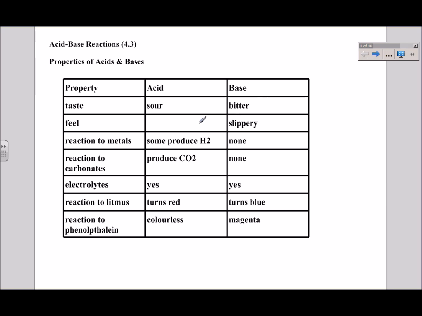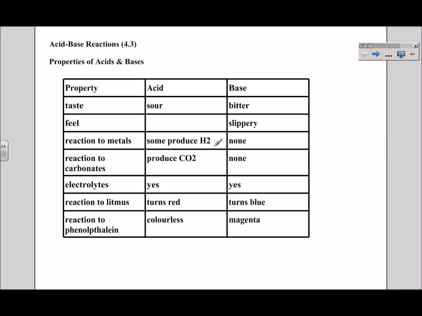Acids don't have any noticeable feel to them. However, bases are slippery to the touch, which you've experienced with soaps. Or if you've ever accidentally in the lab had base poured onto your hand, you would notice a slippery feeling on your hands.